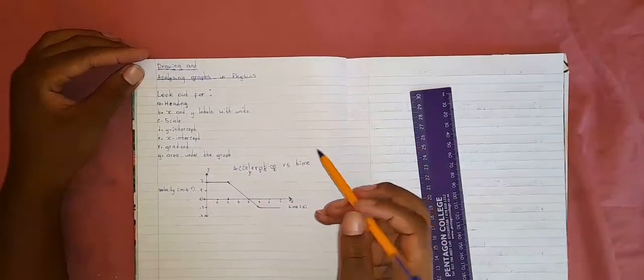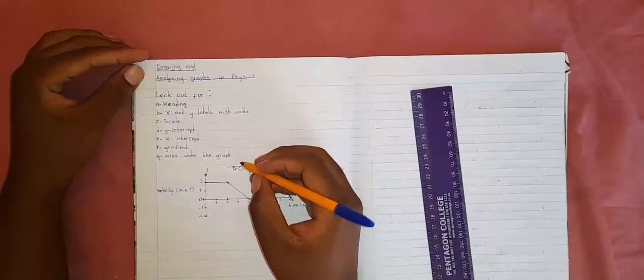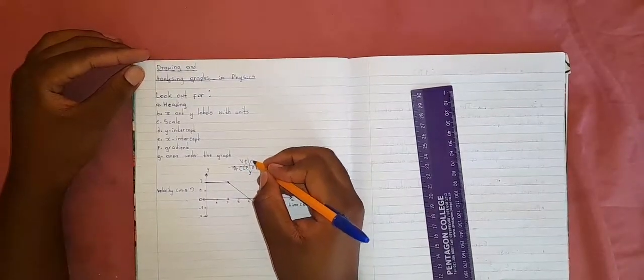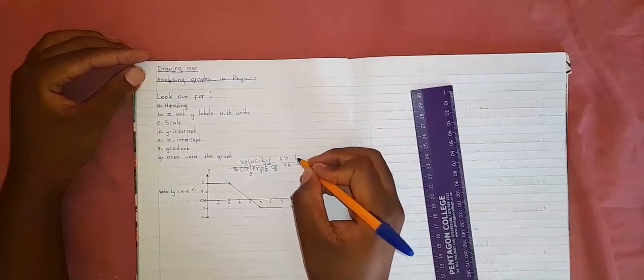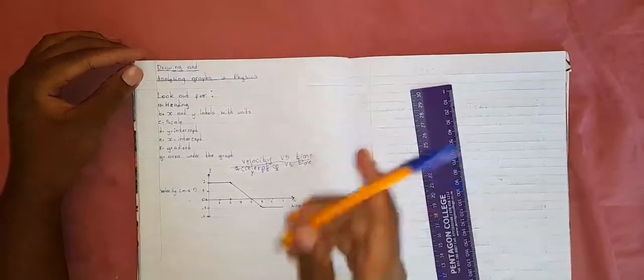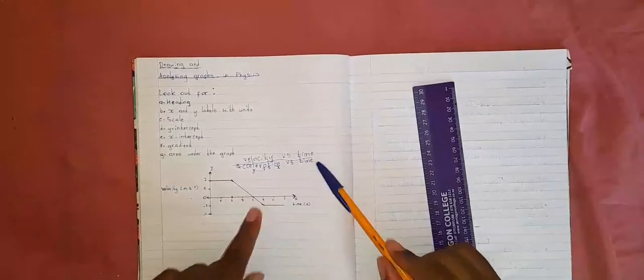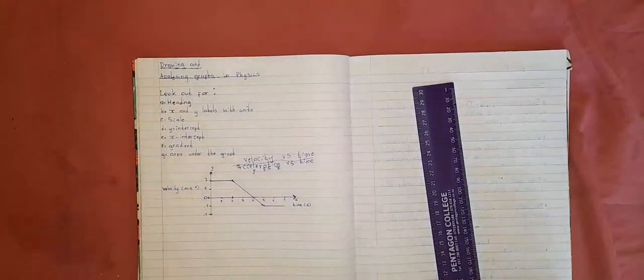So I am going to cancel this one here, and I'm going to say velocity versus time graph. This is the heading of the graph. It's always y versus x.